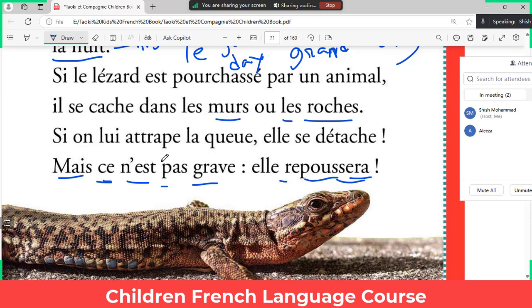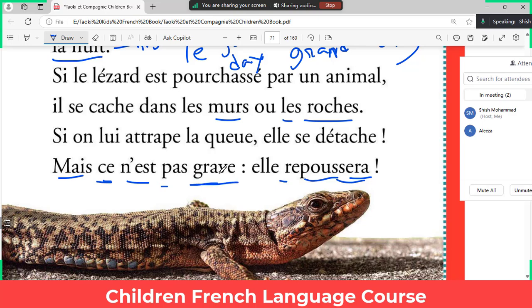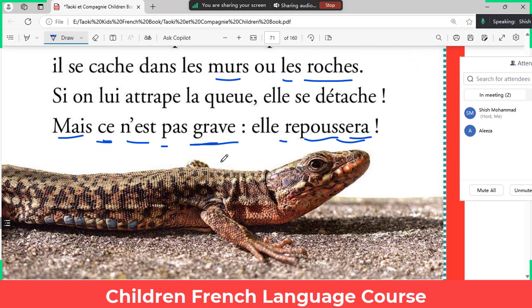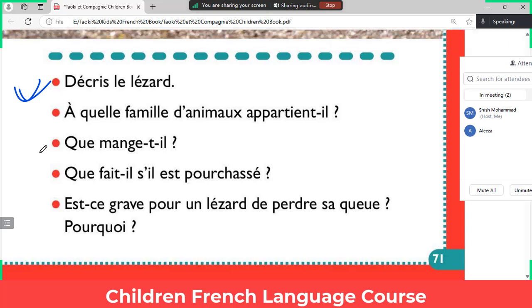Then that's grave. Okay, write this word without article. Grave means serious. S-E-R-I-O-U-S. That's called grave. How many of them can you count? Okay, read here.